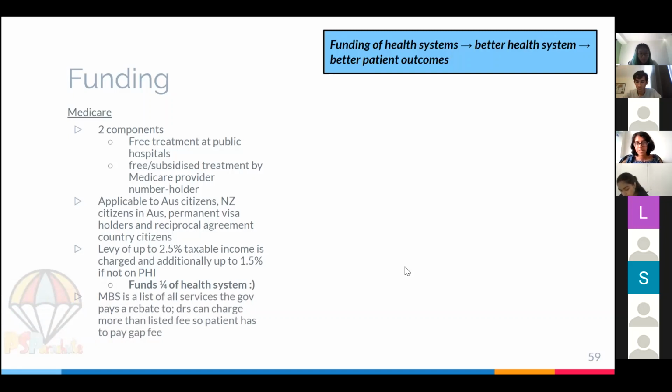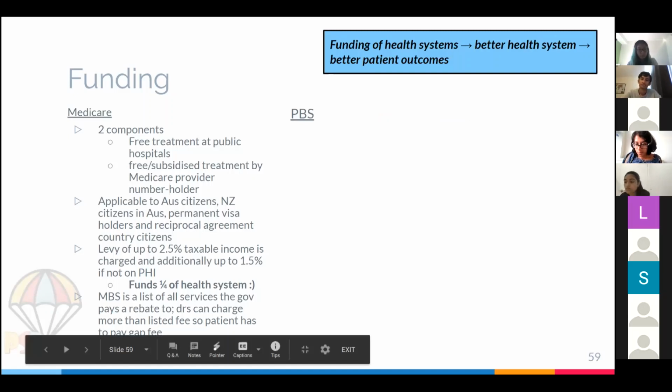MBS, which is the Medicare Benefits Schedule, is a list of all services that the government pays a rebate to. A rebate is just the subsidy that it pays, and a subsidy for us, really. Doctors can charge more than the listed fee on the schedule. That means the patient sometimes has to pay out of their pocket for that gap fee, the difference between what the MBS lists and what the doctor charges.